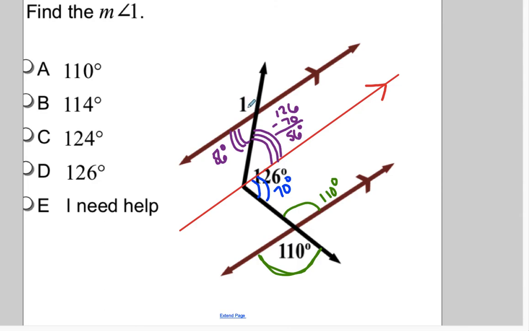Now we're on our way to finding angle 1. Let's mark angle 1 in red. This angle marked in red and the 56 degree angle are a linear pair, because they fall on a straight line. So to get angle 1, we must subtract 180 minus 56, which comes out to 124 degrees. So 124 degrees is the correct answer.